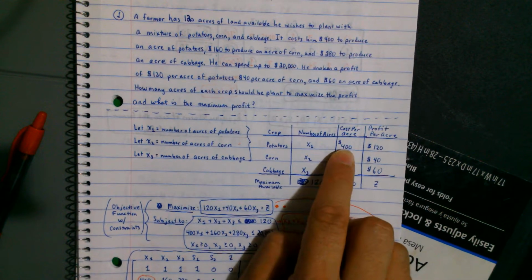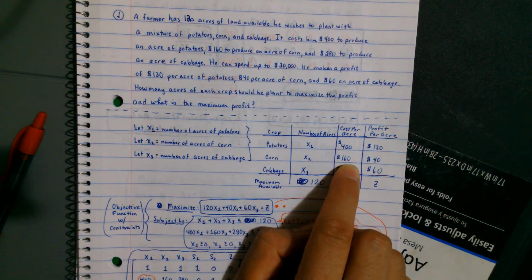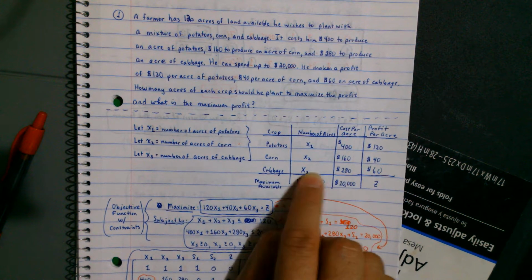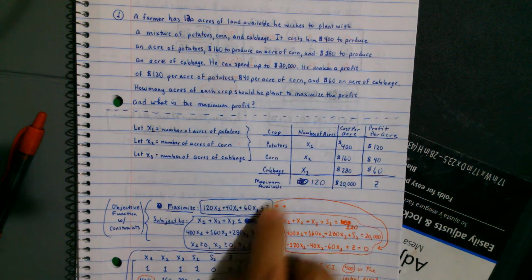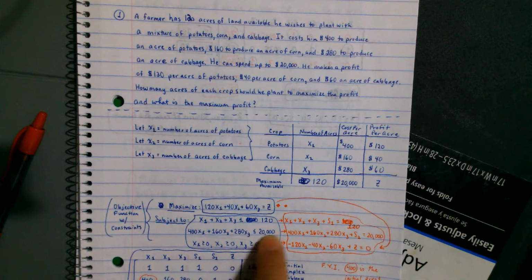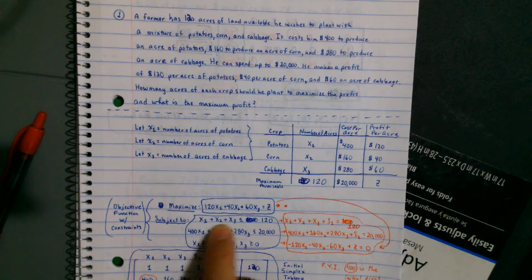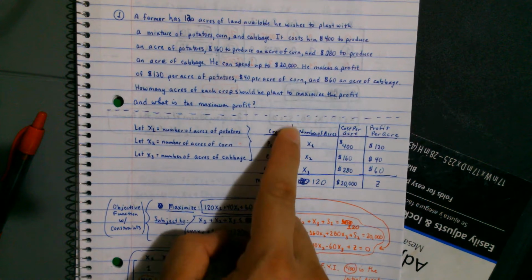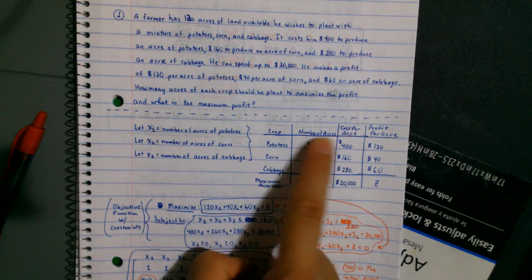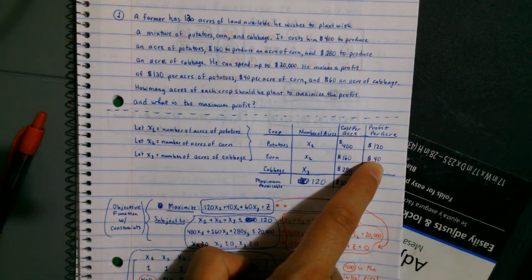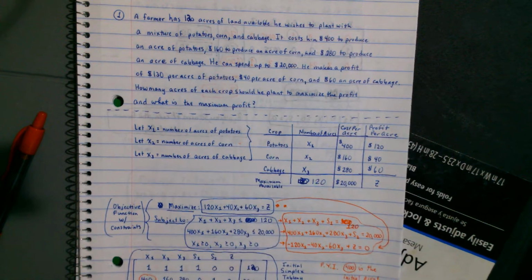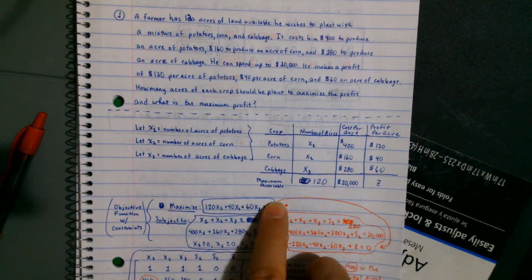So 400 times the number of acres of potatoes, plus 160 times the number of acres of corn, plus $280 times the amount of acres of cabbage. That should be less than the 20,000 he has to spend, because that's how much money he's spending. His cost. This is the number of acres that he's using, and it says 120 acres total. This is what he's looking for as a profit. So 120 times the number of potatoes, 140 times the number of acres of corn, and 60 times the number of acres of cabbage. That should be your z function. That's where I get this.